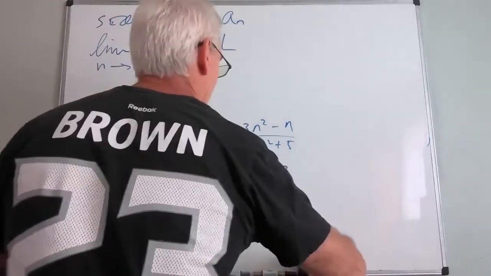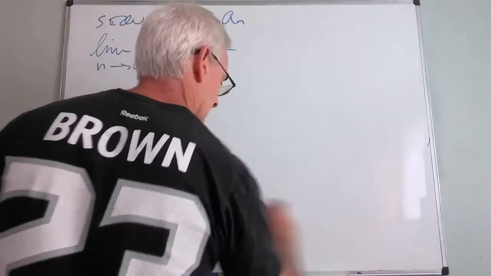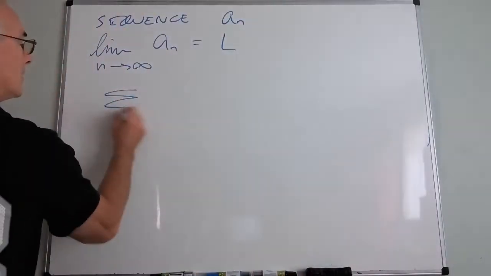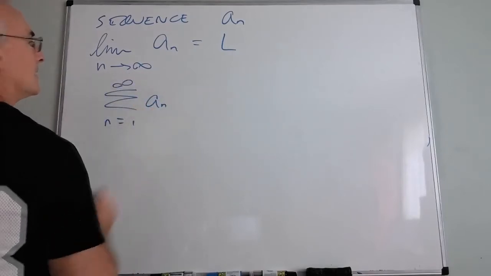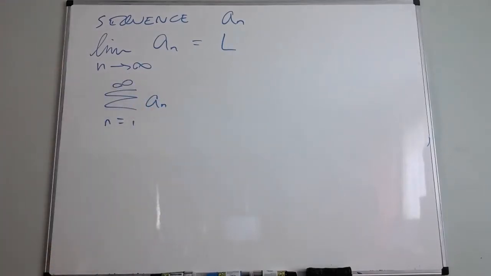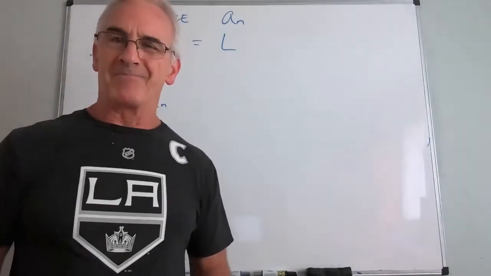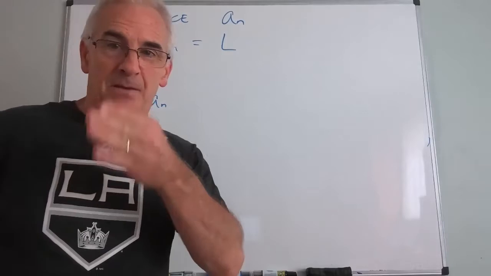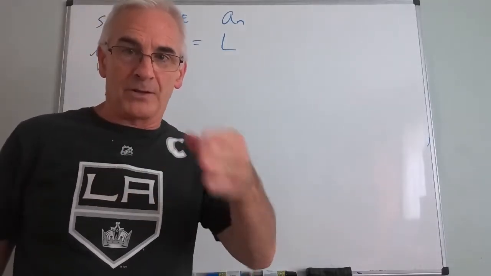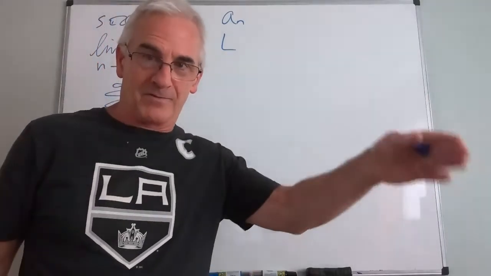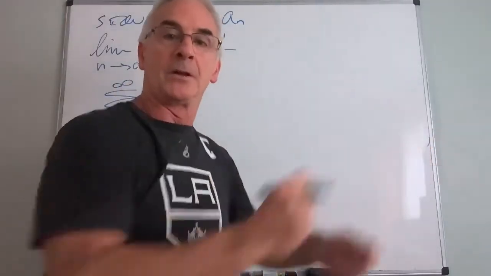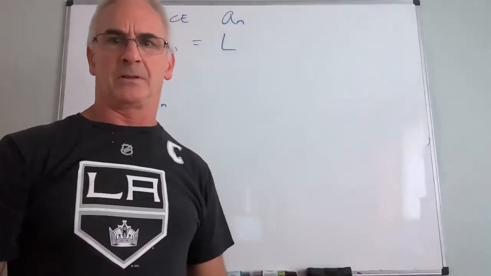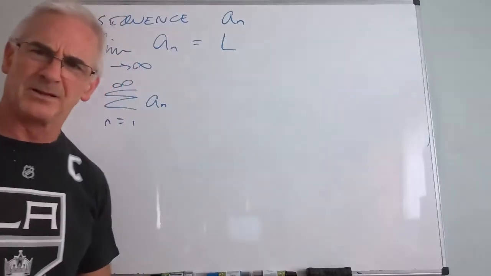Now, here's the question I have. Now I want to do the sum from n equals 1 to infinity of an. If my terms are converging to L, that's kind of like saying I'm going to add up the number L over and over and over and over again, forever and ever. In other words, I'm adding up numbers that are getting closer to L, but I'm doing it forever. What would that add up to?